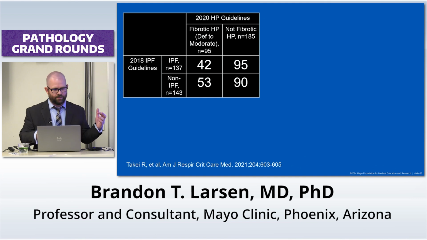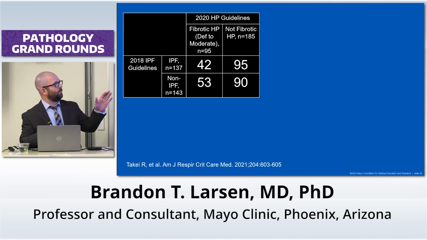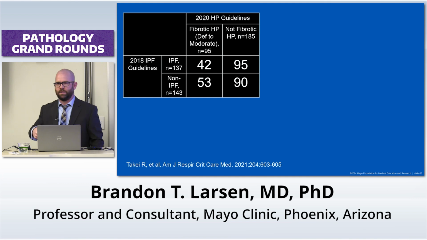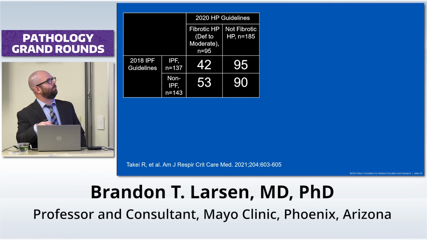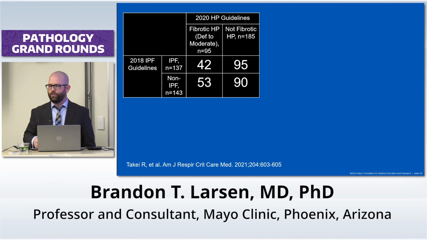Of those 200 some odd patients, in the farthest left column here, you'll see the IPF guidelines. About half the patients, when you applied the IPF guidelines, met criteria for IPF. The other half were not IPF. But then when you classified them by 2020 HP guidelines, about 2/3 were felt to not be fibrotic HP. The other half were felt to be diagnostic of fibrotic HP. And you can see here, interestingly, when you cross these two categories together, 42 out of 200 and whatever patients met criteria for both diagnoses.